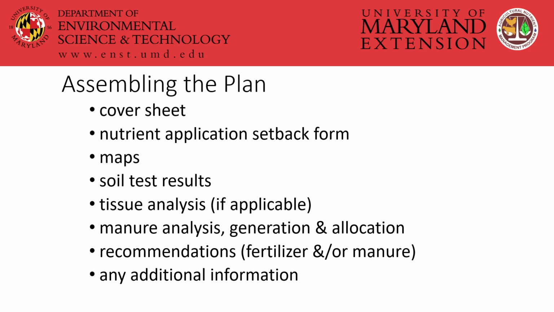We put the setbacks form, it's really important, right up front to make sure that the operator knows not to apply near that surface water. We put the maps right up front, soil test results, tissue analysis, manure analysis, and then the recommendations right behind there. You're free to rearrange stuff, but it's nice to have everything in a common template every year so the operators that you work with know where things are, and they don't have to hunt around for them. But this is the order we typically use.